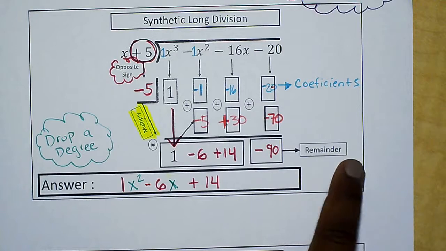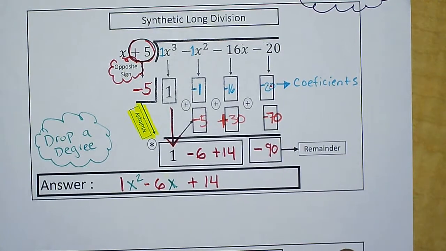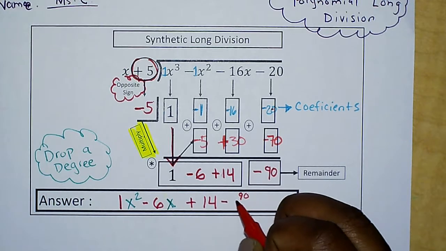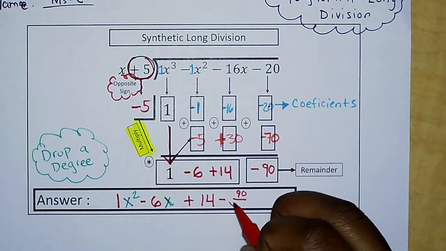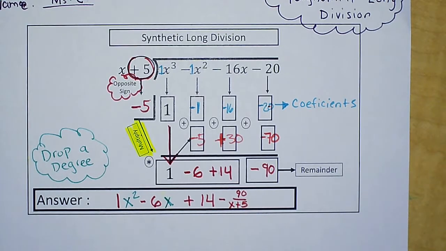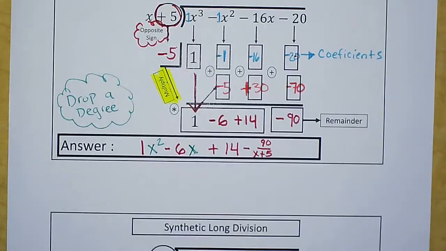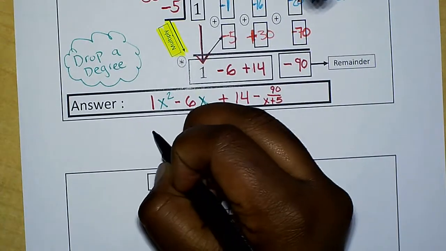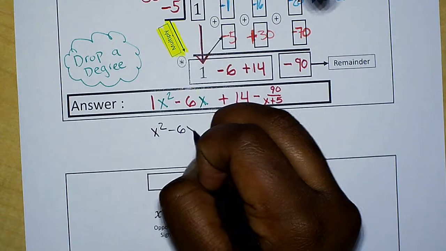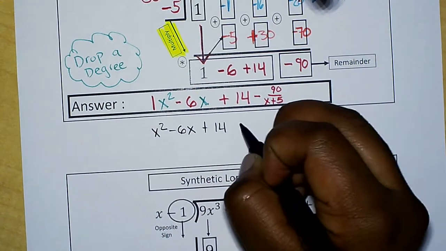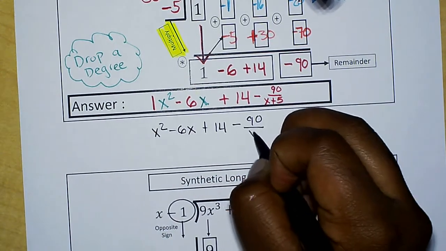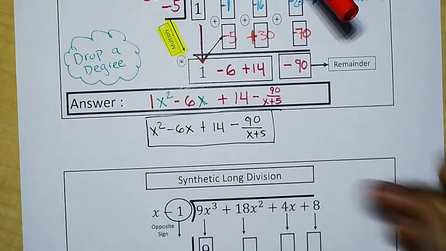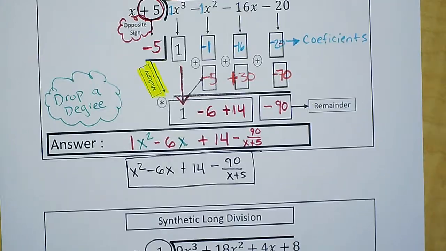Now notice here it says this is your remainder. If you remember the last video, the way we treat remainders is we put it on top of what we're dividing by. So this would be x plus 5. If I were to rewrite my answer without all the colors, it will just be x squared minus 6x plus 14 minus 90 over x plus 5. And this is your answer. Pretty easy, right? Let's do the next one.